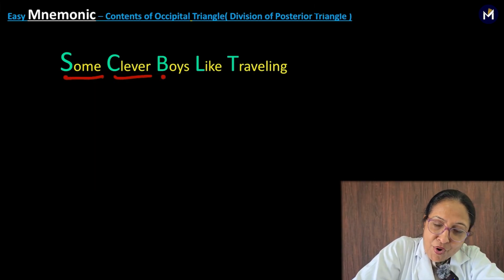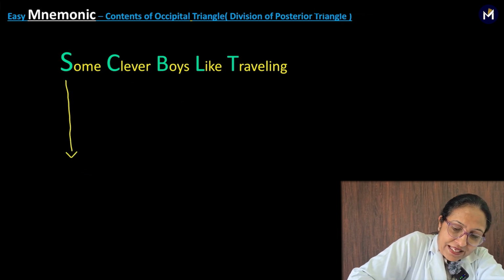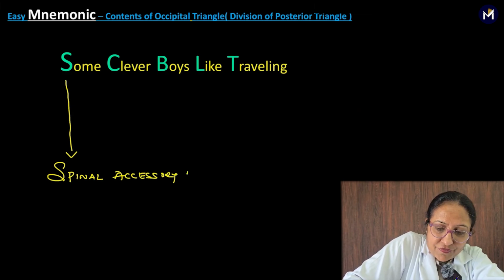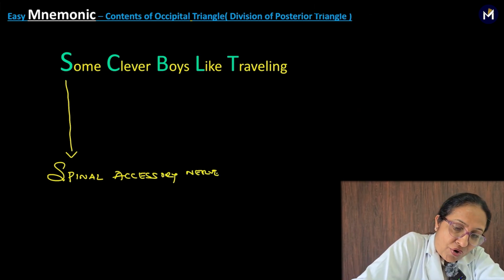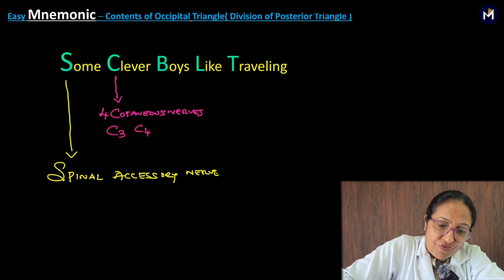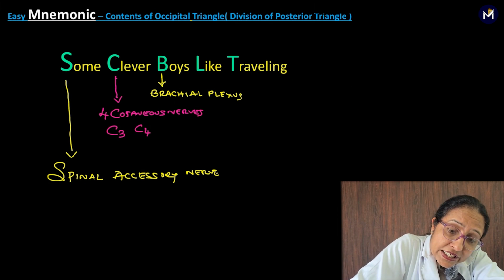For exams, we can remember the contents of occipital triangle with a very simple mnemonic, that is, Some Clever Boys Like Traveling, in which S stands for the very important content, spinal accessory nerve. C stands for the four cutaneous nerves, and also the C3, C4. B stands for brachial plexus, that's the upper trunk. L stands for the lymph nodes.